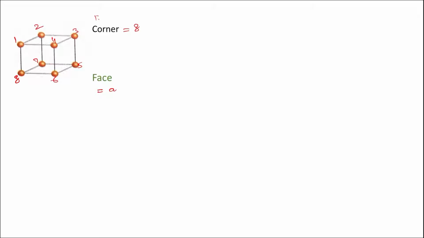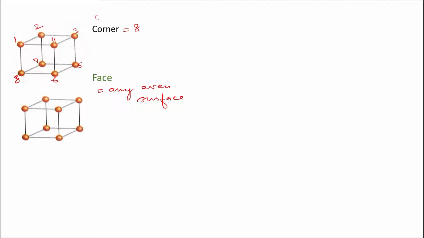The second element is a face. What is a face? A face can be termed as any even surface, or any flat surface. So just check the unit cell, and this is one of the flat or even surfaces, so this can be termed as a face. Fine. So how many faces are there? Just count. There are 6 faces.